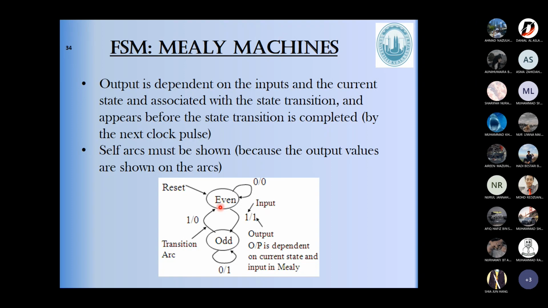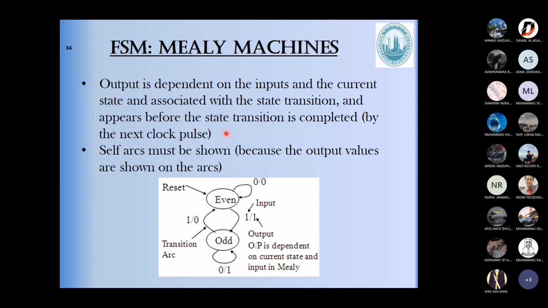Okay, so for Mealy machines, the output is dependent on the inputs and the current state. Okay, so output tu dia bergantung kepada input dan juga current state. Okay, and associated with the state transition. Okay, so dia berkaitan juga dengan state transition. State transition ni adalah yang line-line ni. All those lines daripada state ini pergi ke state dia sendiri, atau pergi ke state ke depan, ataupun pergi state belakang. So that is the transition line. And it appears before the state transition is completed by the next clock pulse.